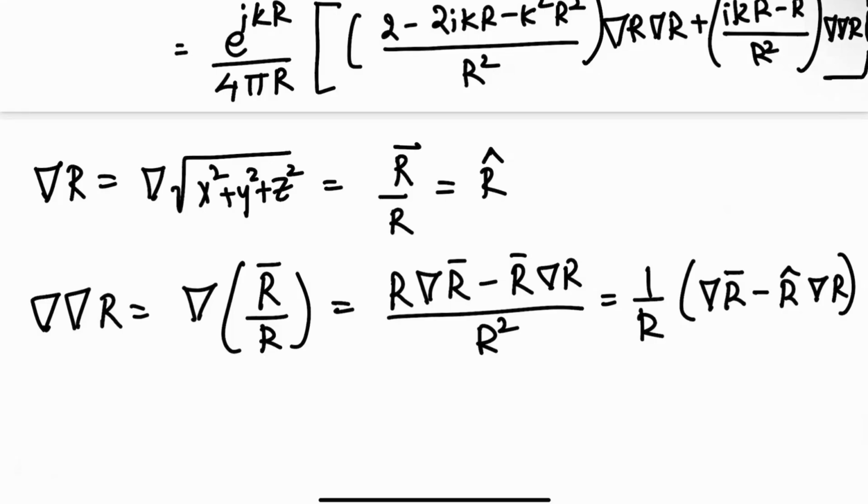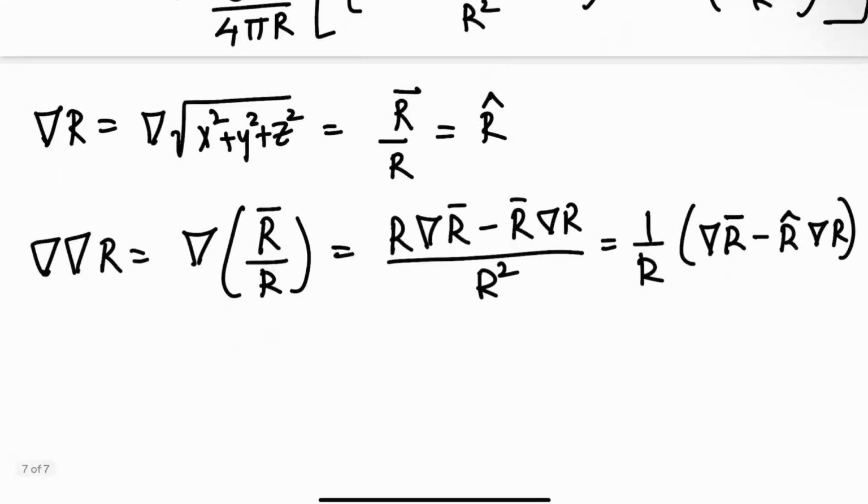So what is the gradient of the r vector? This is equal to 1 over r. The r vector is x hat, y hat, z hat, so you take them one at a time and you'll see that it comes out to be the identity. You can think of the gradient operator as taking a scalar to a vector.